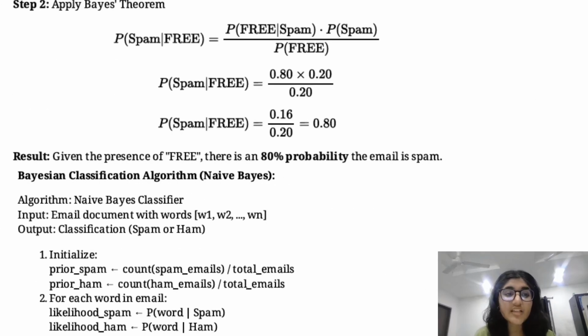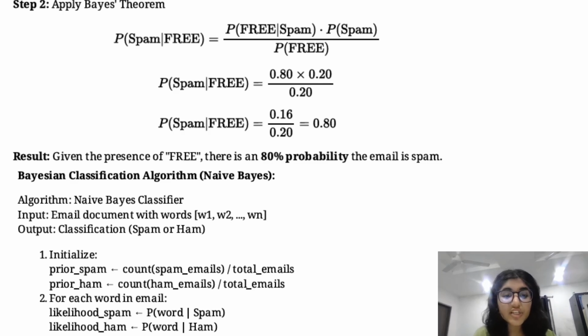Then the second step is to apply Bayes theorem. When we apply the Bayes theorem in this, we get the answer 0.80. The result is: given the presence of "free", there is an 80% probability this email is spam.